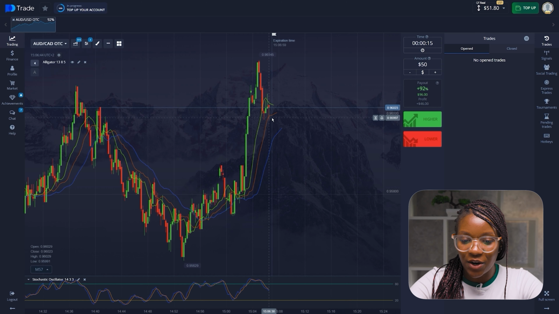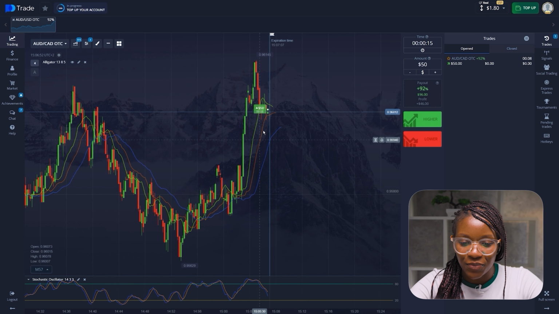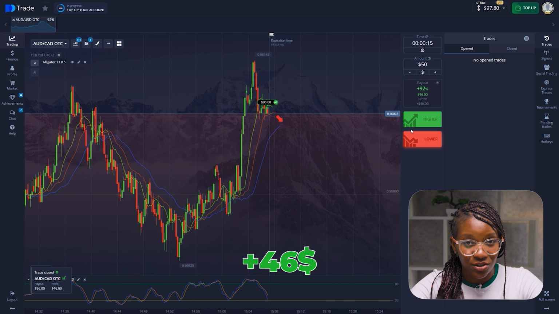Well, here we see a reaction from this level. So in this very situation, we go long from the alligator level. We also have the stochastic oscillator in the level below 80, which means that we can consider a long position, making a profit. Let's move on to the next chart.